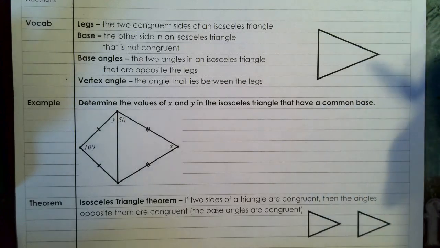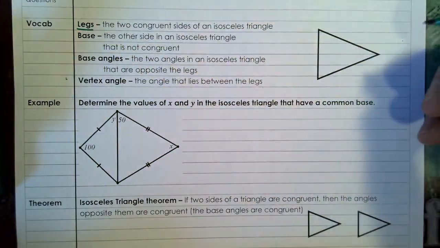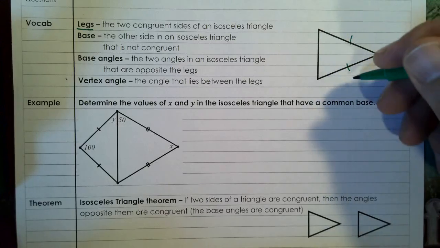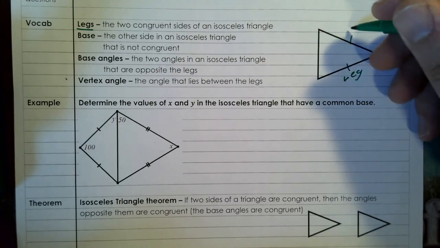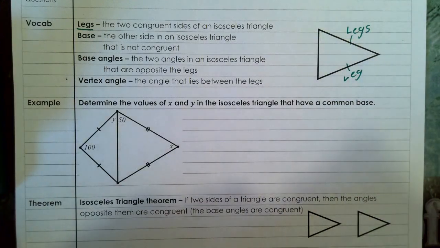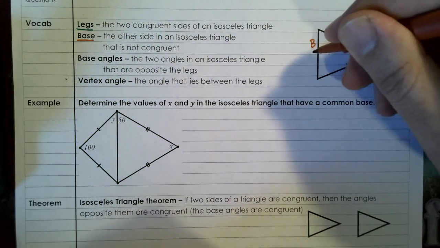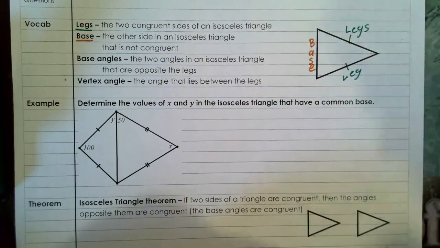Hi, in this video we're going to be talking about isosceles triangles, a little bit of vocab that goes along with them. Isosceles triangles have legs. They are the two sides that are congruent to each other. They also have a base, and the base is just the side that's not congruent to anybody else. So this thing down here on the bottom, that side is our base.